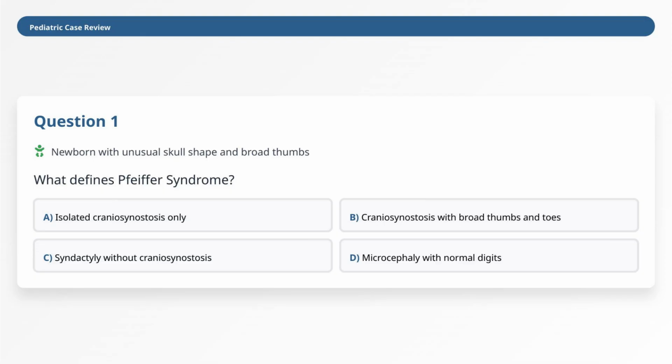Question 1. A newborn presents with an unusual skull shape and broad thumbs noted at delivery. Physical examination confirms cranial abnormalities and digit anomalies. What is the defining feature of Pfeiffer syndrome? Option A, isolated craniosynostosis only. Option B, craniosynostosis with broad thumbs and toes. Option C, syndactyly without craniosynostosis. Option D, microcephaly with normal digits.